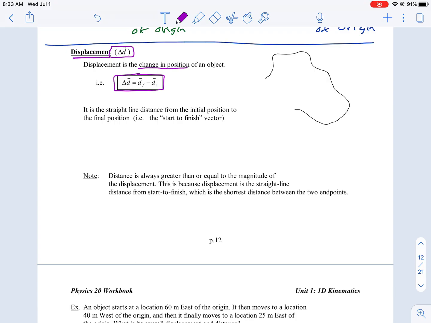But it turns out it has another meaning as well. It is also what we call the start to finish vector, the straight line vector from where you started to where you finished. So I've put a diagram on the right-hand side here of an object that goes along a very interesting pathway. Let's imagine that this object actually started here, then went along that pathway and finished here.